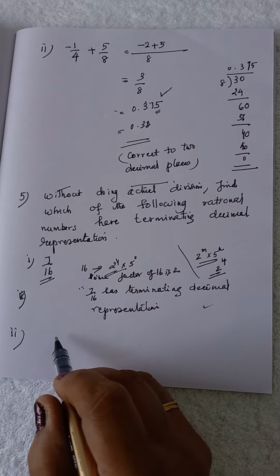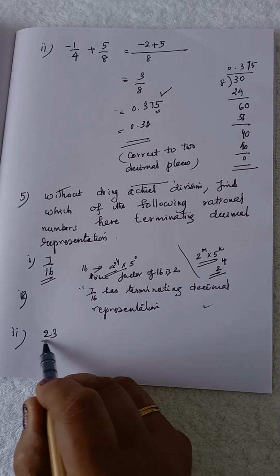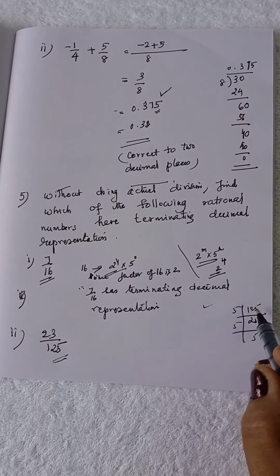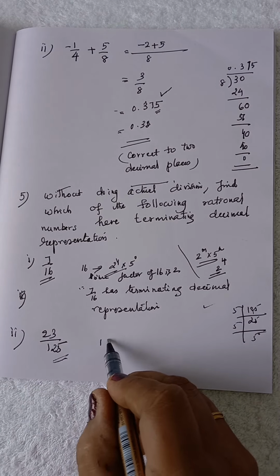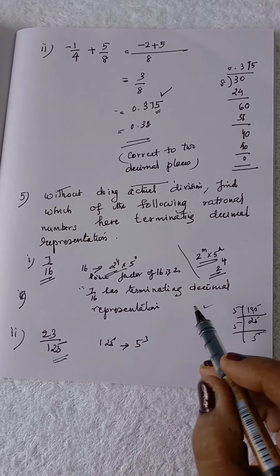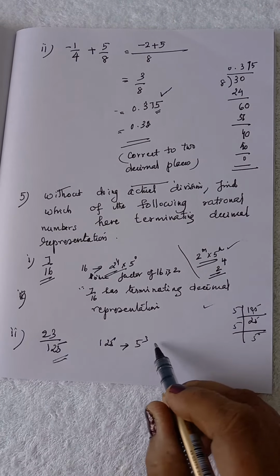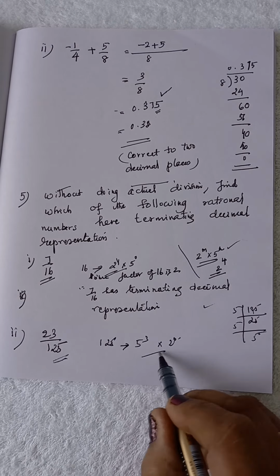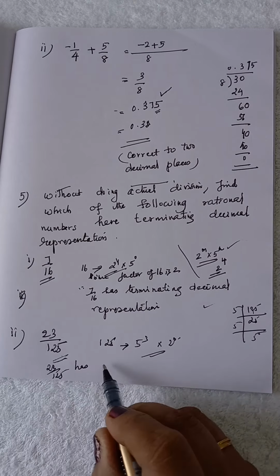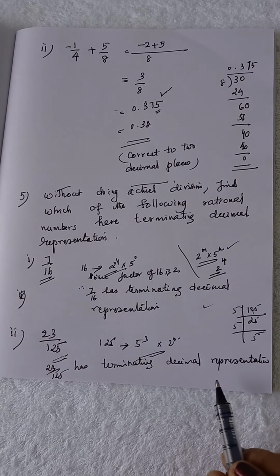Now, the second question is 23 by 125. Here this 125 can be factorized. So, that 125 can be written as 5 raised to 3. So, in this form, 5 raised to 3 into 2 raised to 0. So, this 23 by 125 has terminating decimal representation.